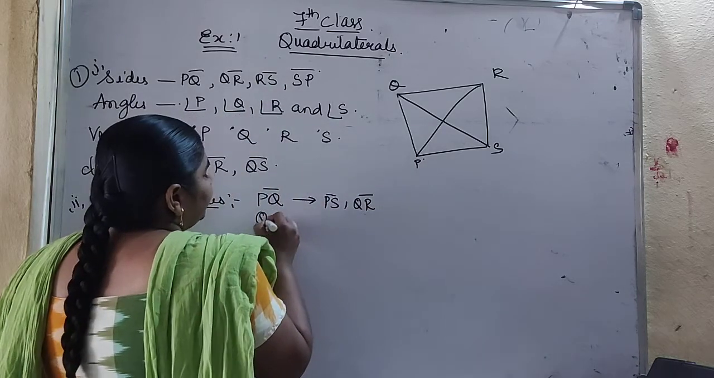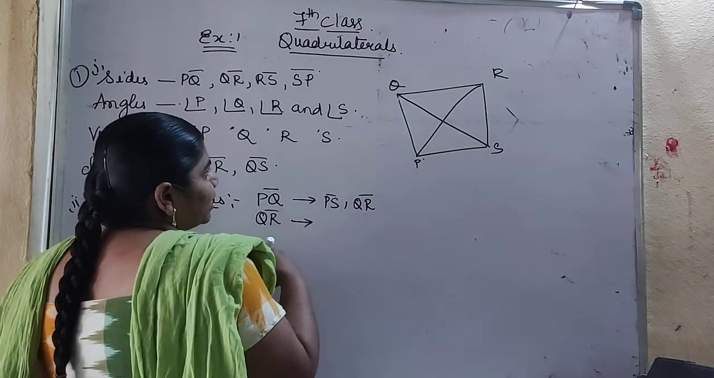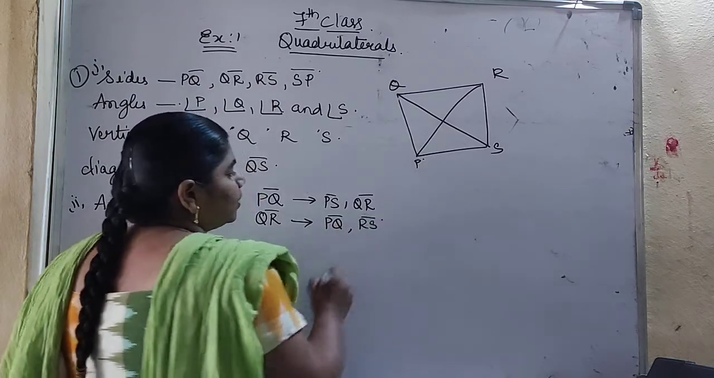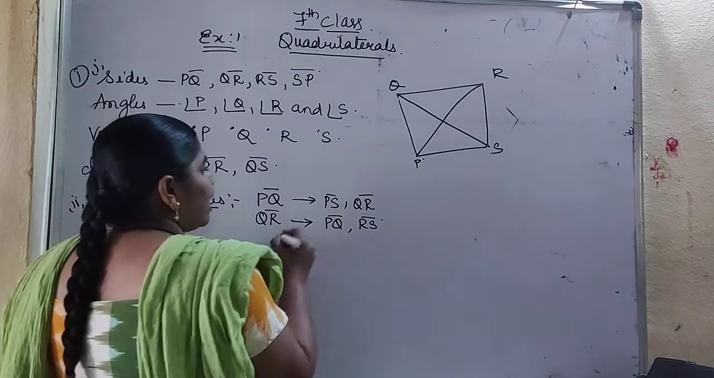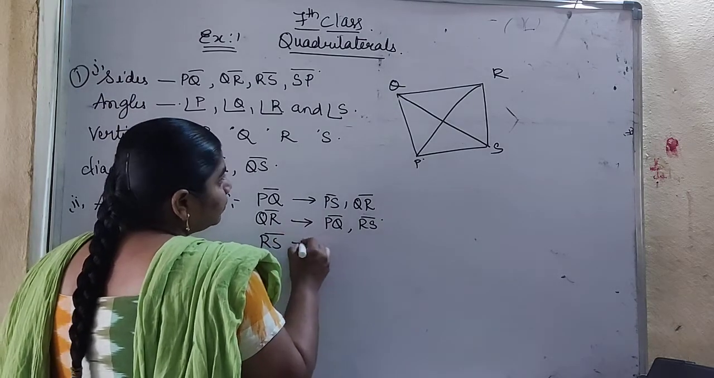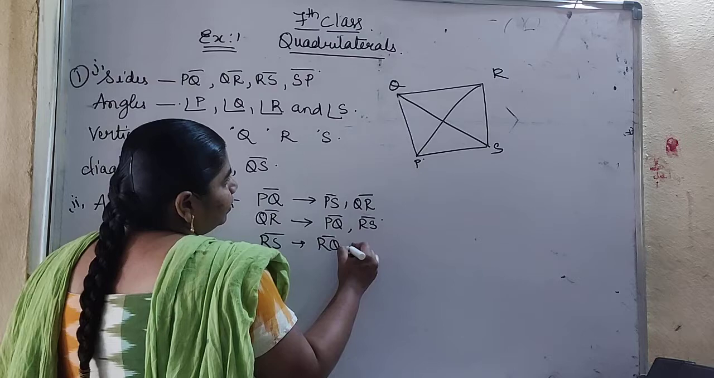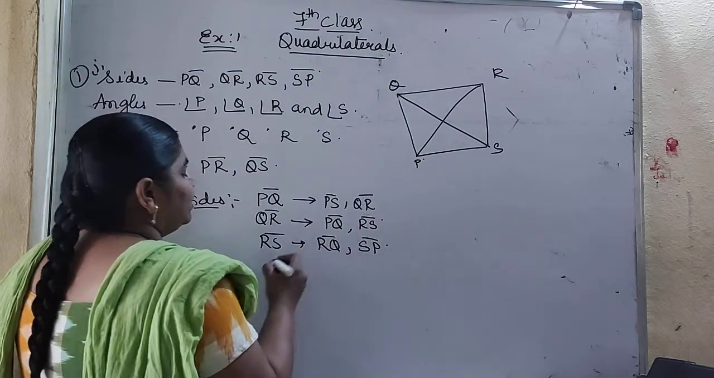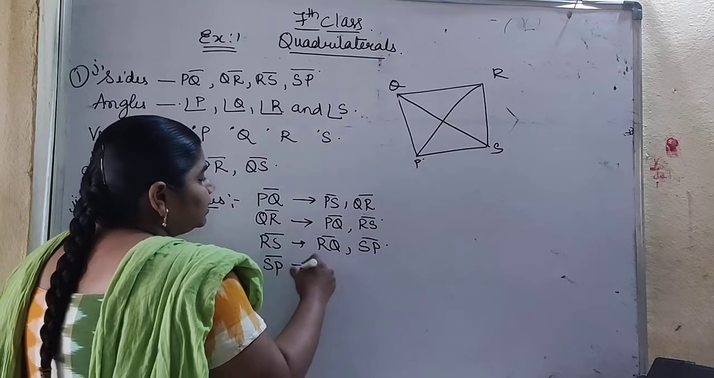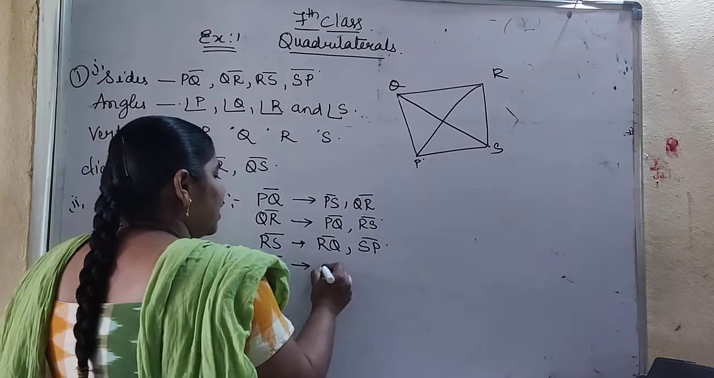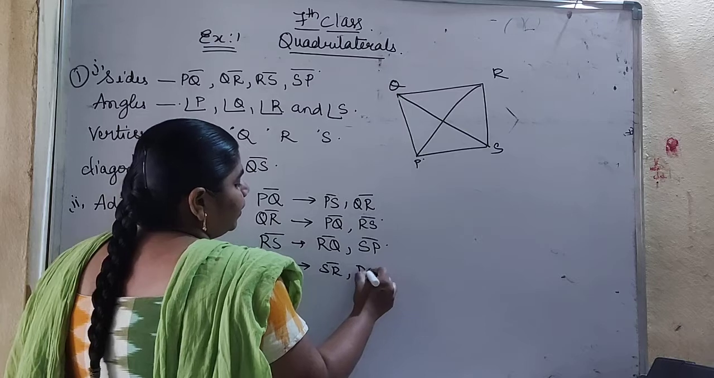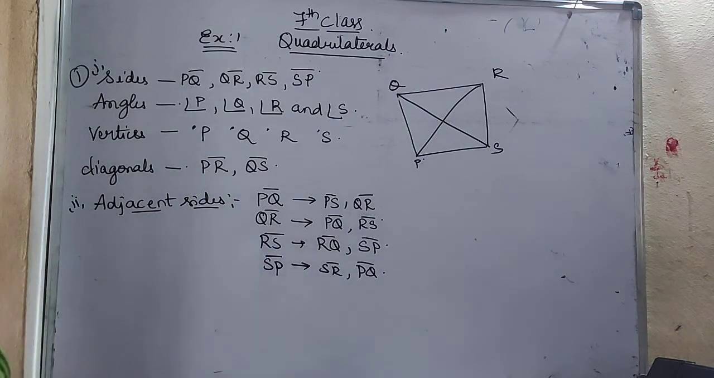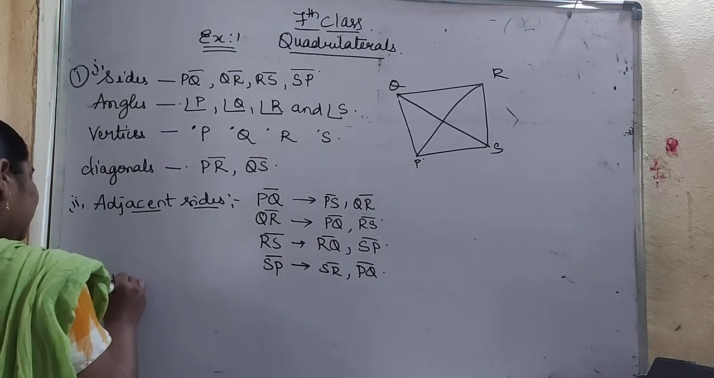Next for QR. For this QR, what are the adjacent sides? PQ line segment and RS line segment are adjacent sides. And for RS, RQ line segment and SP line segment are adjacent to each other. And next is SP. For this SP, what are the adjacent sides? SR line segment and PQ line segment are adjacent to each other. So these are adjacent sides.